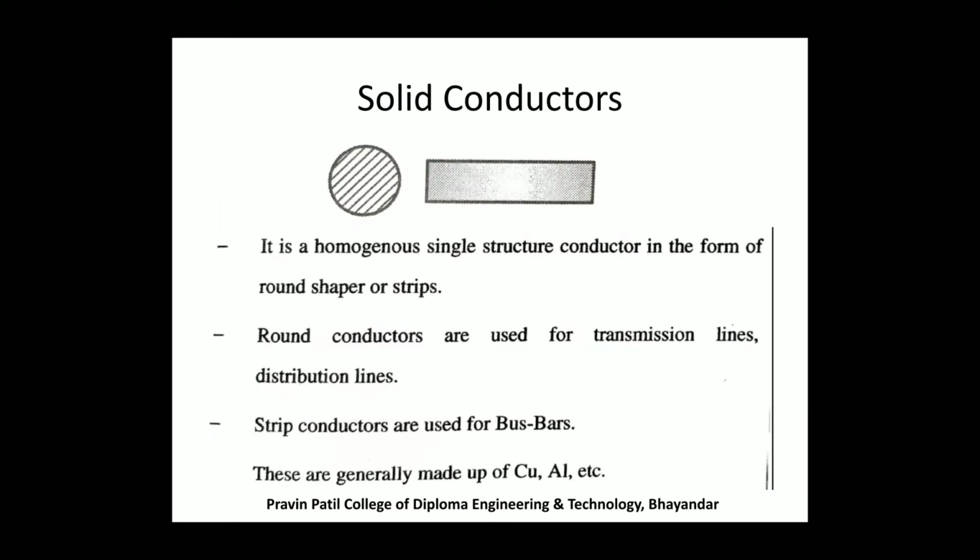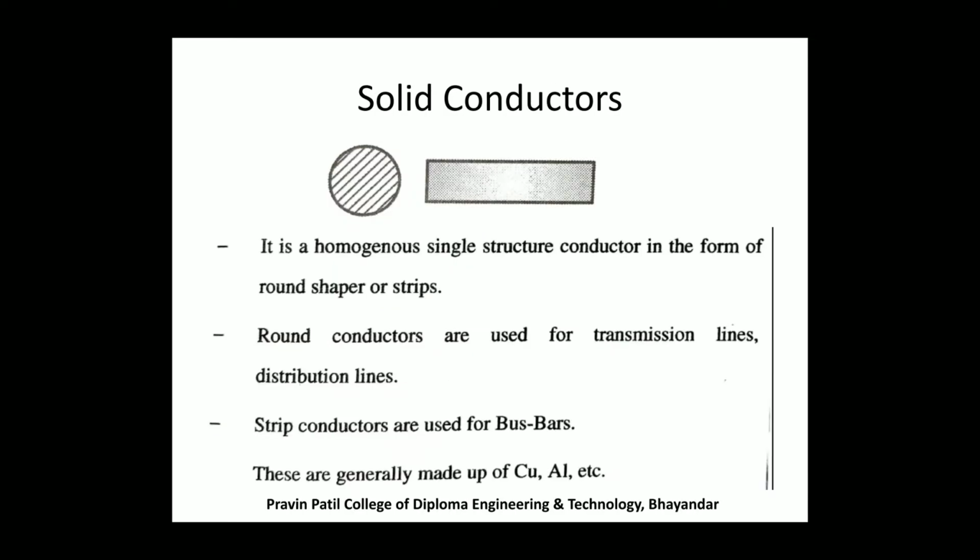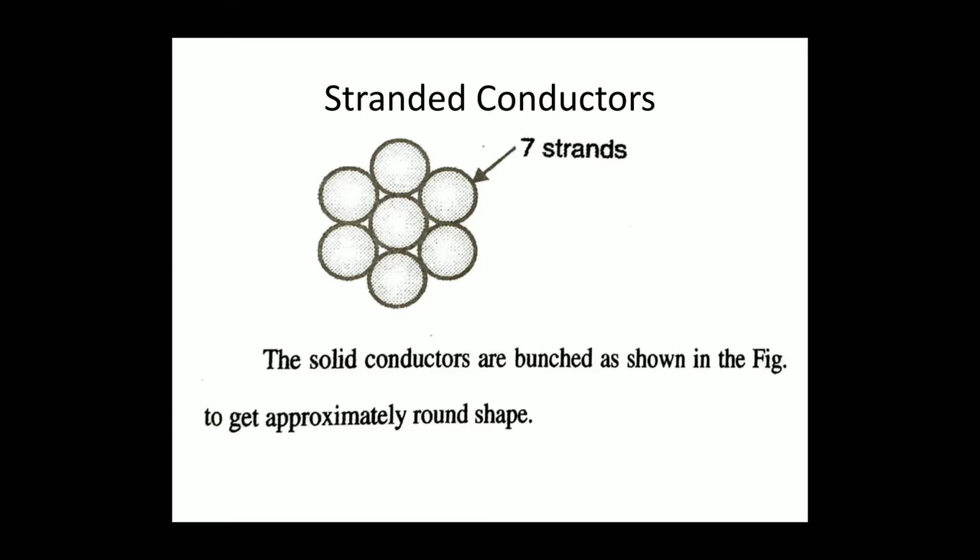Next is the stranded conductor. The solid conductors are bunched as shown in the figure to get an approximately round shape. The advantages of this stranded conductor: it is more flexible, has more tensile strength, does not break easily, and is mostly used for lines. This one is a solid conductor, meaning it is a single strand. Here is a number of strands combined, so here we get a bunch of solid conductors.